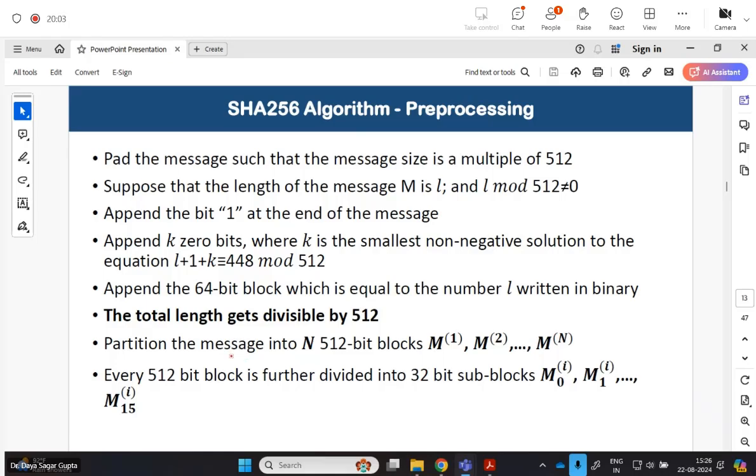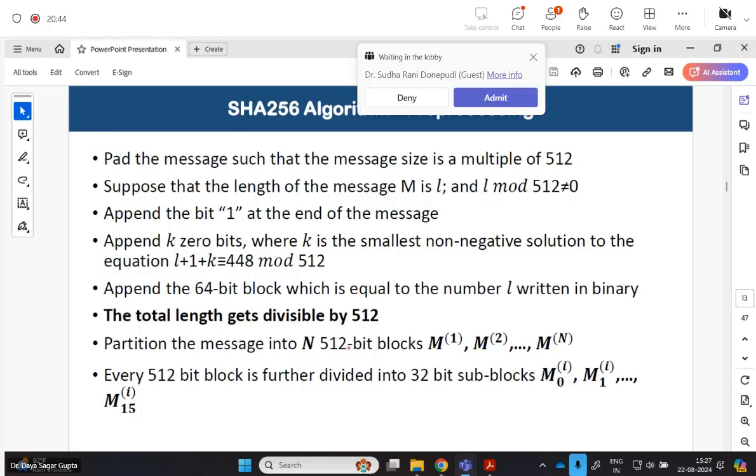Now the total length gets divisible by 512. Now what you need to do? You partition the message into n 512-bit blocks. A message is very big. This message is going to have many blocks of 512 bits after appending some bits. This is a 512-bit block, this is a 512-bit block, this is a 512-bit block, because we have already padded something so that this will happen.